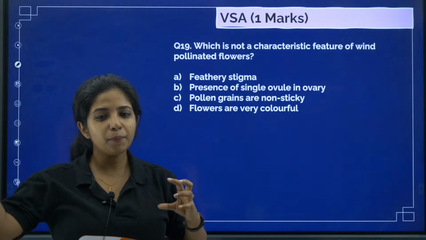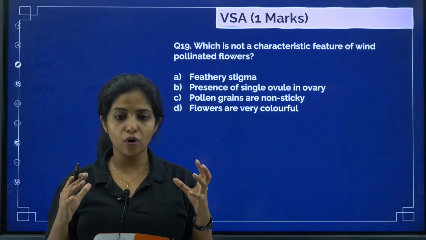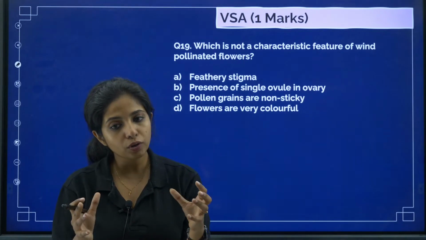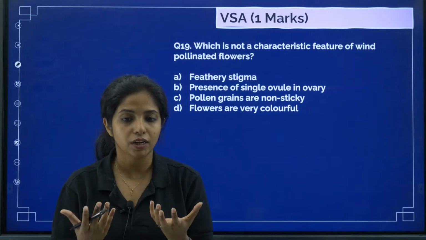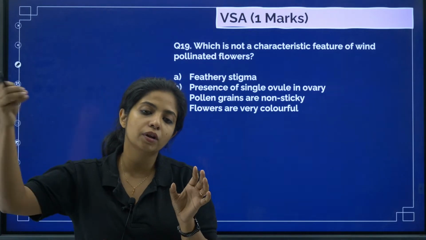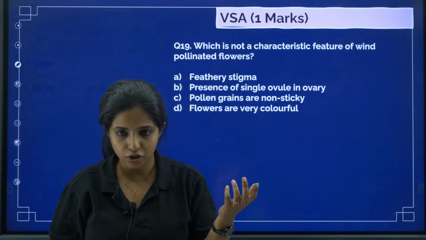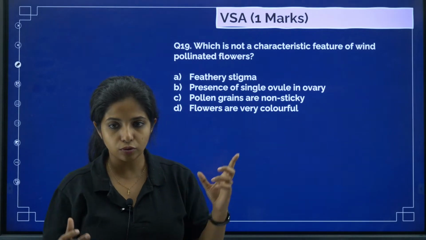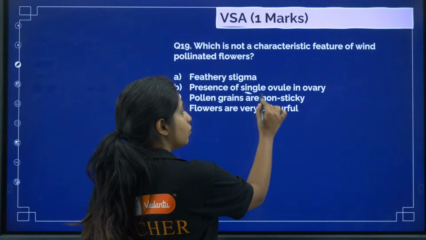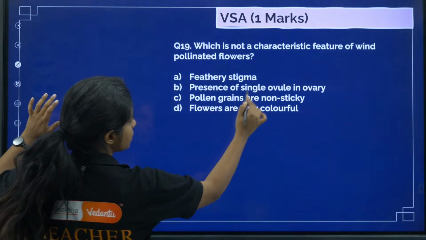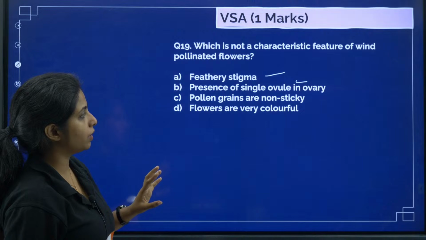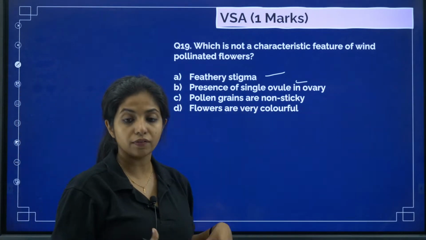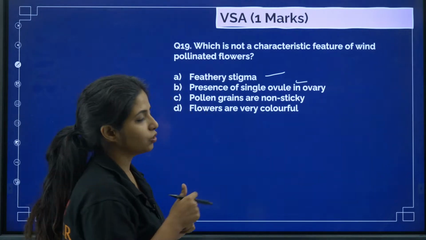What happens is that wind pollination is kind of a rare procedure, so obviously it cannot expend so much on the formation of ovules. If there are so many ovules, you're basically wasting energy. There is no surety that the pollen grain will come and land because this is wind pollination. So you cannot give your energy into making multiple ovules. So obviously wind pollinated flowers always have a single ovule. So this is correct for wind pollinated flowers. Pollen grains are non-sticky. Obviously they are non-sticky, that is how they can move around. If they are sticky, they will just go and sit there, right? So this is also correct.